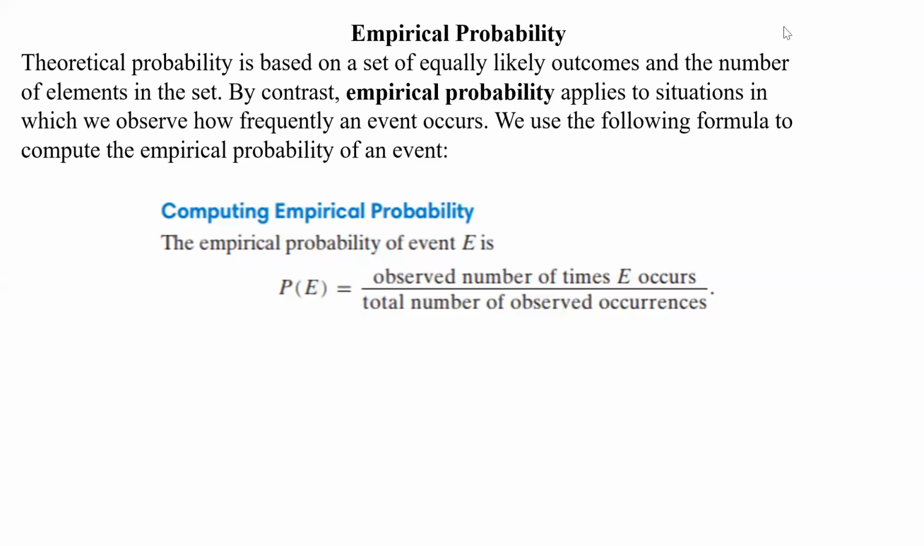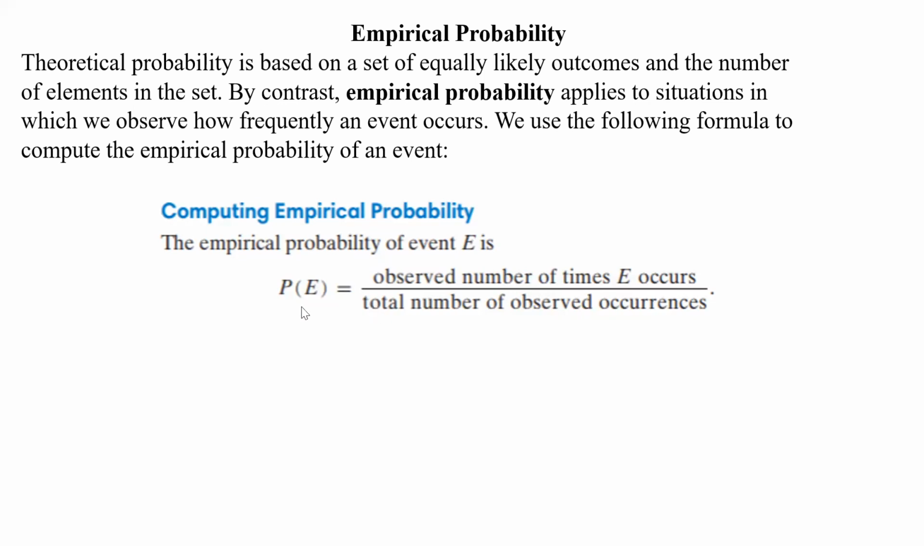All right, so we've looked at theoretical probability. Now let's look at empirical probability. Theoretical probability is based on a set of equally likely outcomes and the number of elements in the set. By contrast, empirical probability applies to situations in which we observe how frequently an event occurs. So we use the following formula to compute this.